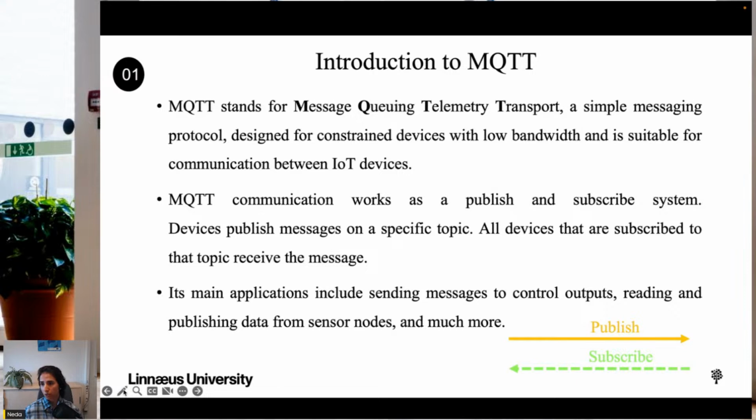In MQTT, all IoT devices are at the same time client and server, which means that a device can publish a message on a topic, or it can be subscribed to a particular topic to receive messages. The main applications of MQTT include sending messages to control outputs, reading and publishing data from sensor nodes, and much more.